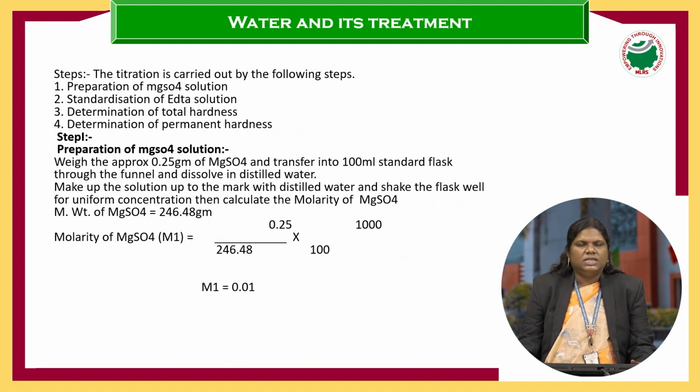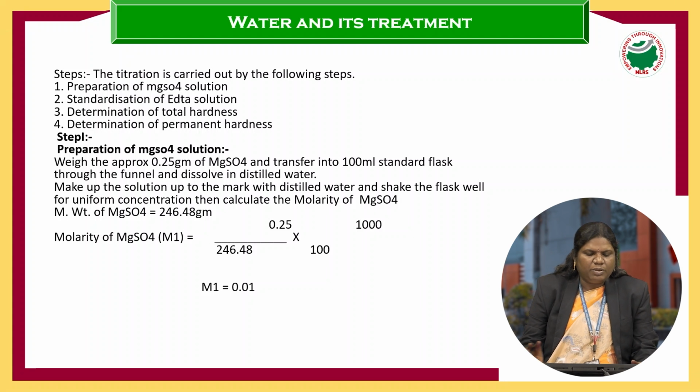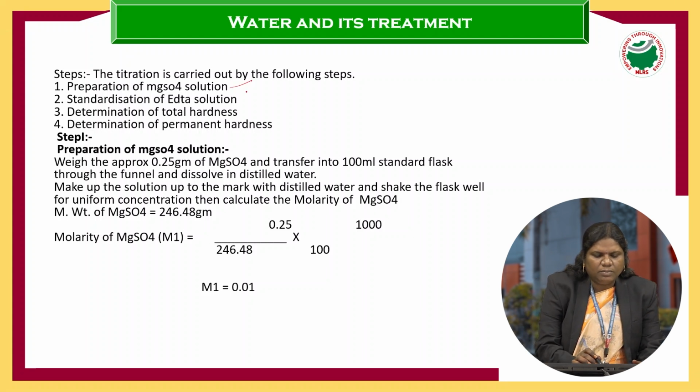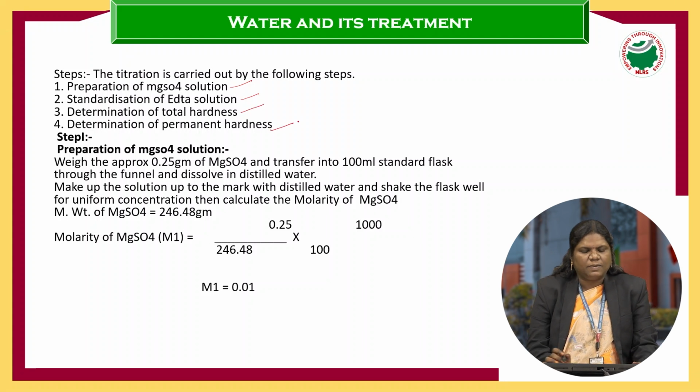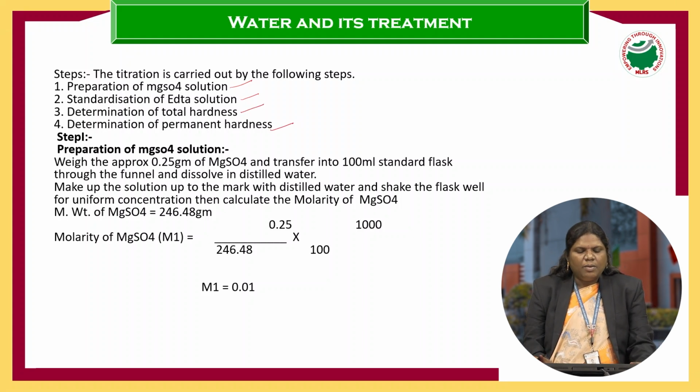Next, the steps involved in the EDTA method or complexometric method. There are 4 important steps in the EDTA method: preparation of MgSO4 solution, standardization of EDTA solution, determination of total hardness, and determination of the permanent hardness. The first step is the preparation of MgSO4 solution.